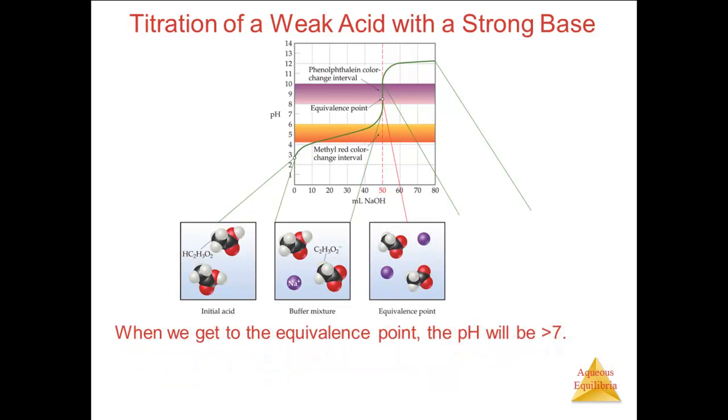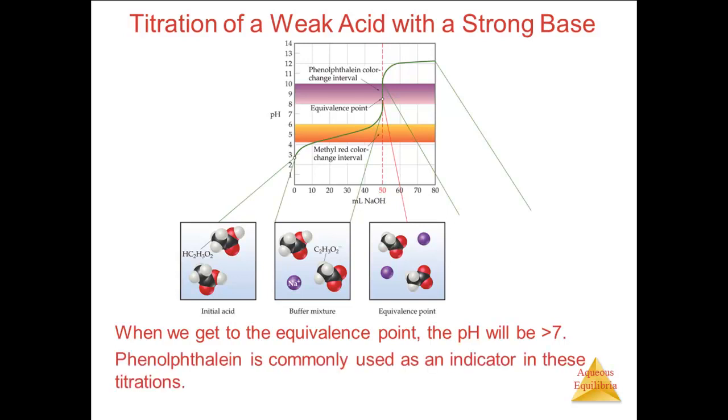Again, near the equivalence point, we have a rapid change in pH, though it is not as large as the change for a strong acid, strong base titration. Because we are titrating a weak acid with a strong base, the pH at the equivalence point will be higher than 7. This makes phenolphthalein the indicator of choice for these titrations. At the equivalence point, we again essentially have a water solution of the salt of the weak acid, in this case sodium acetate. The acetate ion hydrolyzes to make a basic solution.